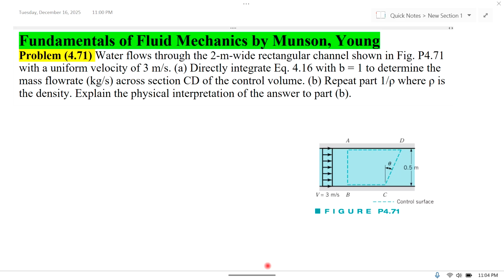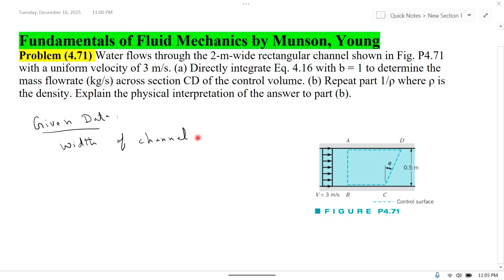So, the statement of the problem is: water flows through the 2-meter wide rectangular channel. In the given data, the width of the channel is 2 meter, rectangular, shown in figure 4.71. This is figure 4.71, with a uniform velocity of 3 meter per second.